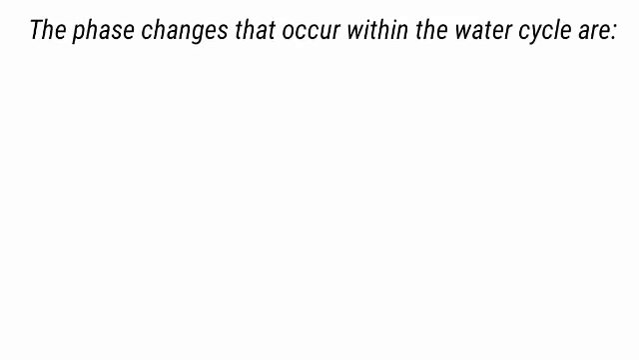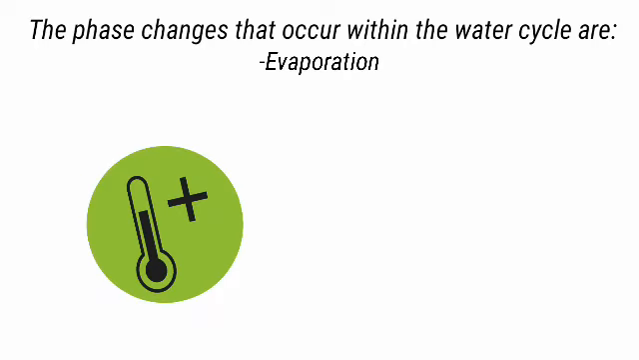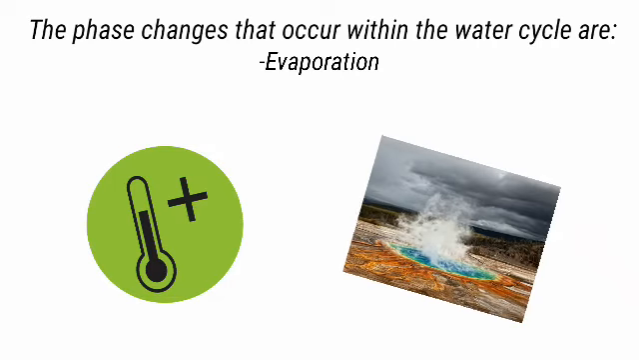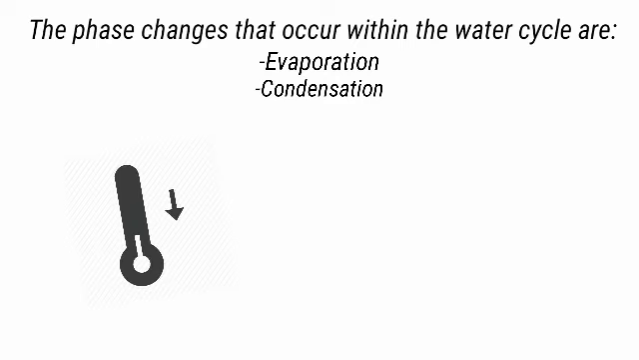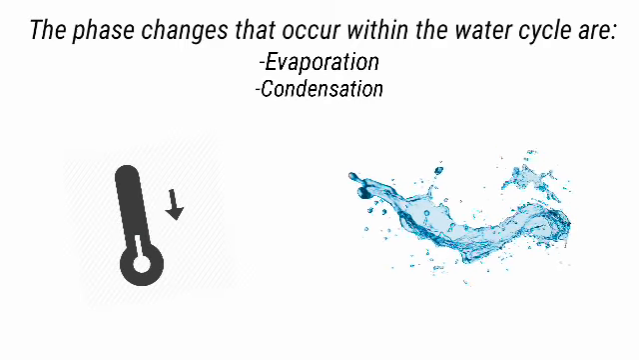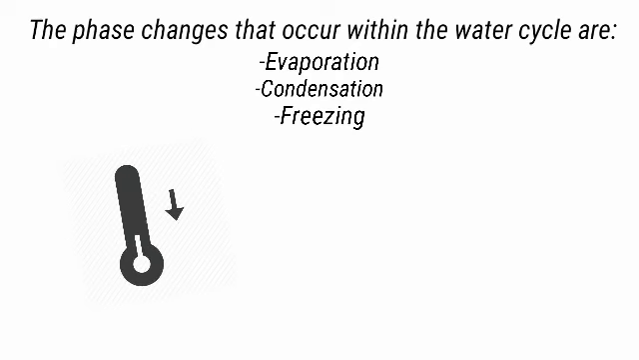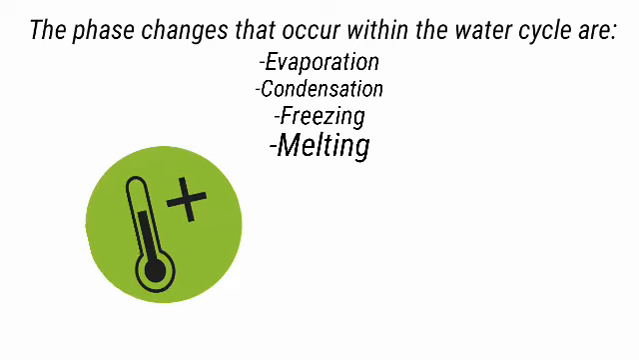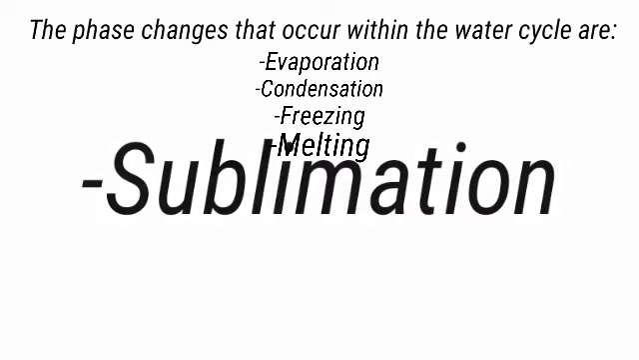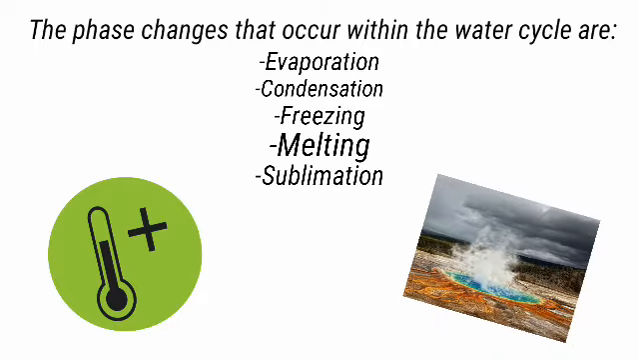The phase changes that occur within the water cycle are evaporation, caused by increase in temperature or kinetic energy. Water turns into vapor. Condensation, caused by decrease in temperature/kinetic energy. Vapor turns into water. Freezing, caused by decrease in temperature/kinetic energy. Water turns into ice. Melting, caused by increase in temperature/kinetic energy. Ice turns into water. And sublimation, caused by increase in temperature/kinetic energy. Ice turns directly into vapor.